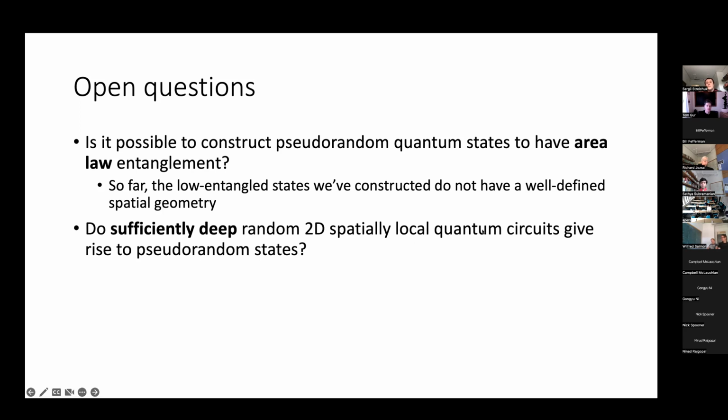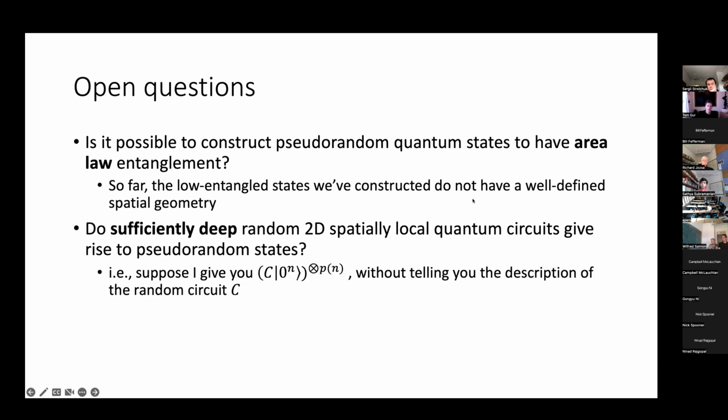This is one of my favorite questions. I also don't have much idea. Could it be that sufficiently deep local but random 2D spatially local quantum circuits give rise to pseudorandom states? What do I mean by that? Suppose I give you a polynomial number of copies of the output state of a randomly chosen circuit in 2 dimensions, but I don't tell you the description of the random state. In fact, I don't even tell you that that's how I did it. I tell you that I either prepared the state that way, or I gave you a Haar-random state. Can you tell the difference? In other words, can you learn somehow from copies of this state that the state came from the output distribution of a random quantum circuit?